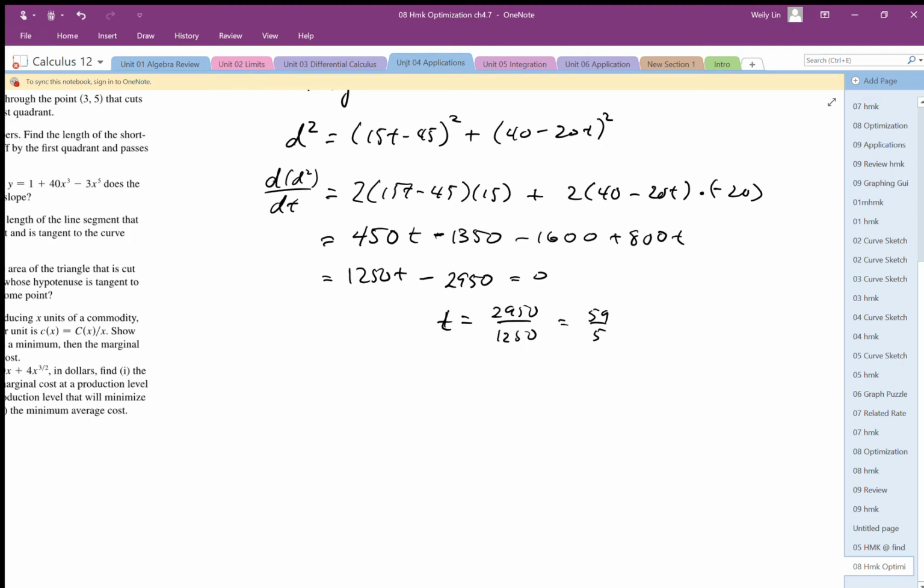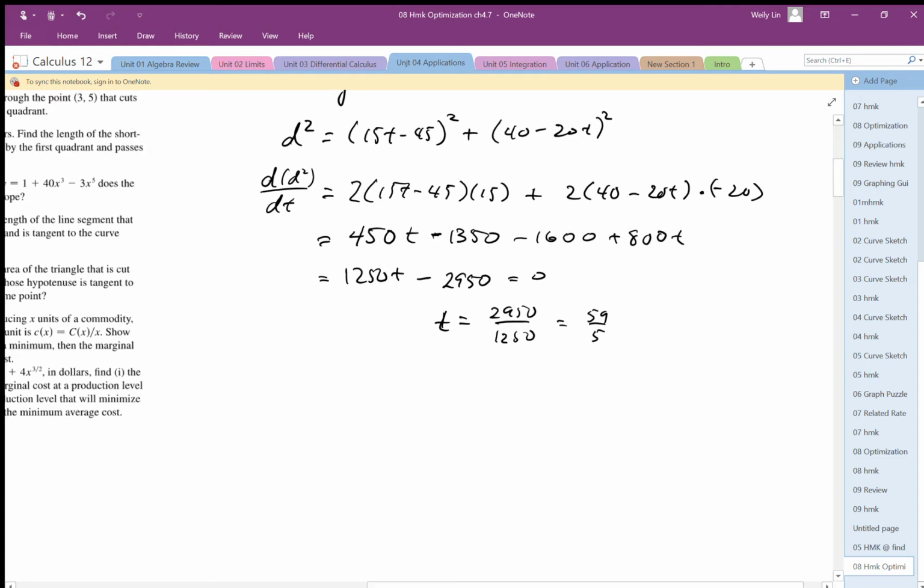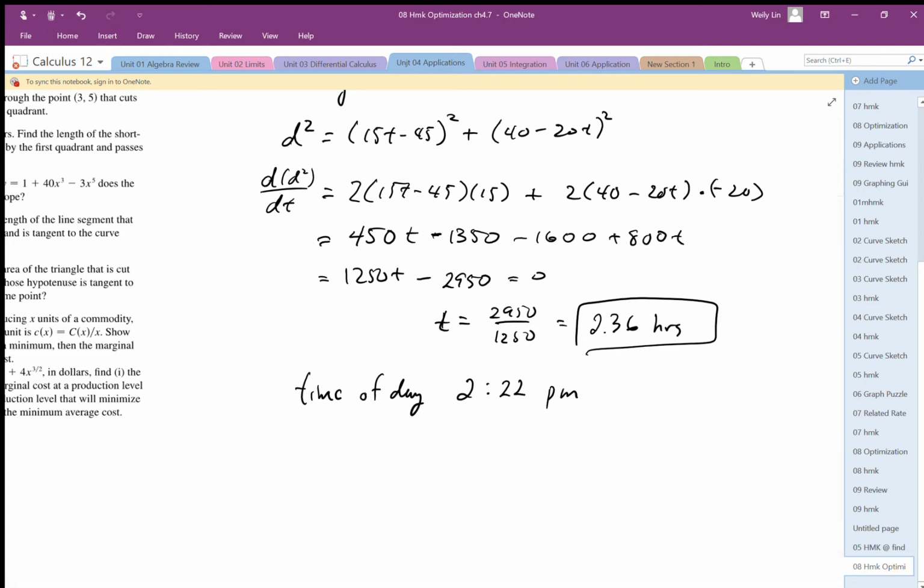So I forgot to turn this into clock time, but basically this is equal to, I think I simplified that wrong too. I think it simplifies to about 2.36 hours. Okay, so to turn that back into clock time, we have to add that to 12 o'clock. So the time of day should be at about 2:22 p.m. Okay, but that's our time in decimal hours. I think it works out to be just under 22 minutes.